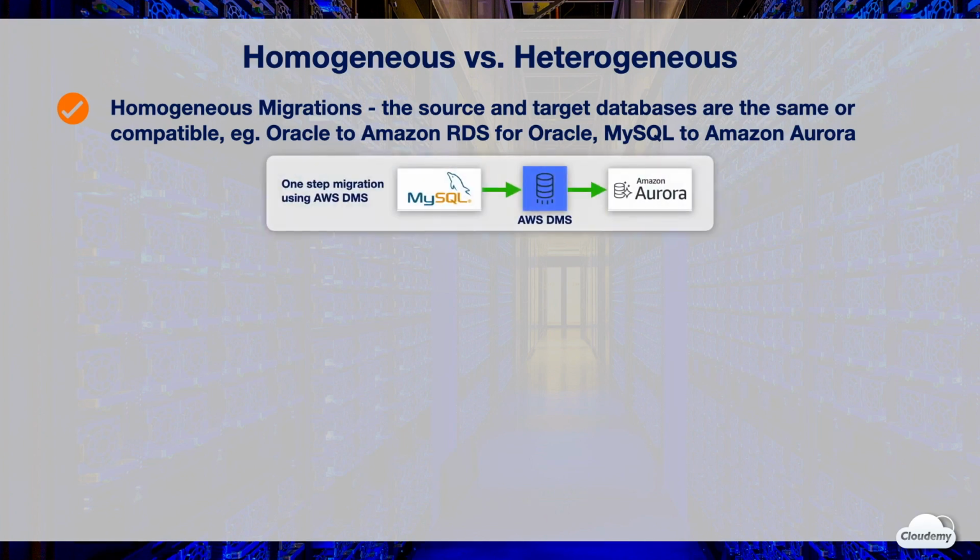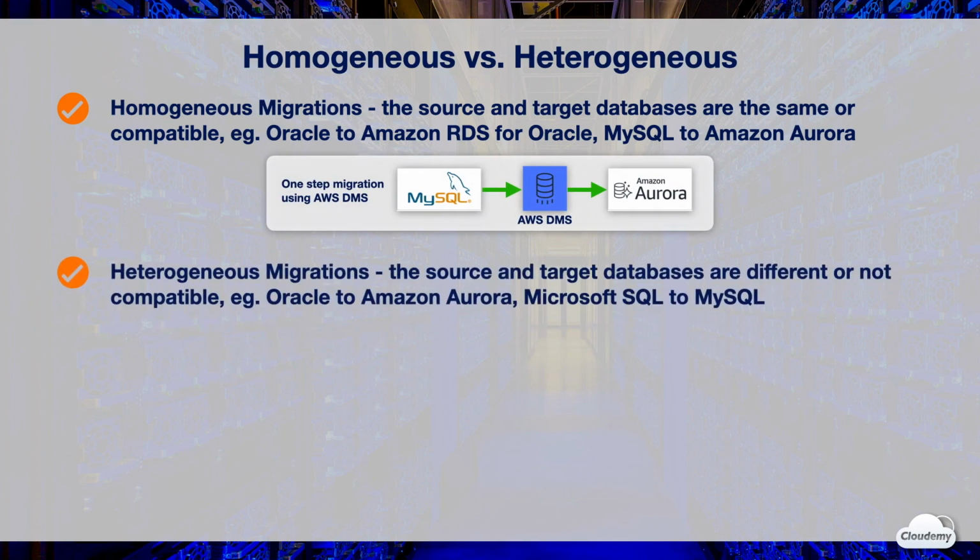You need to create a migration task with connections to the source and target databases, then instruct DMS to start the migration, and DMS takes care of the rest. In heterogeneous database migrations, the source and target database engines are not compatible, such as migration from Oracle to Amazon Aurora database, or from Microsoft SQL Server to MySQL database.